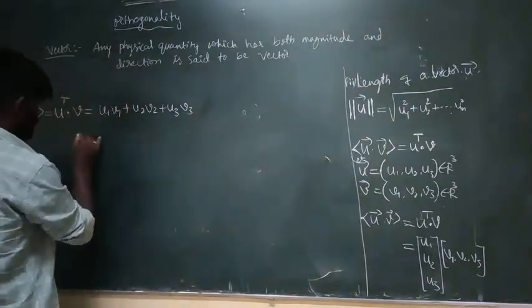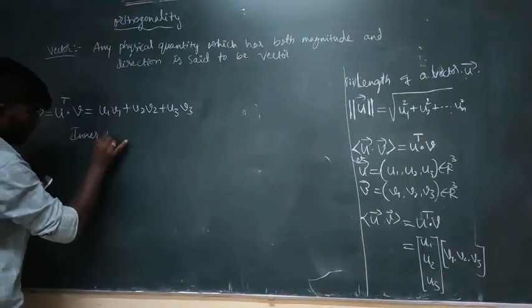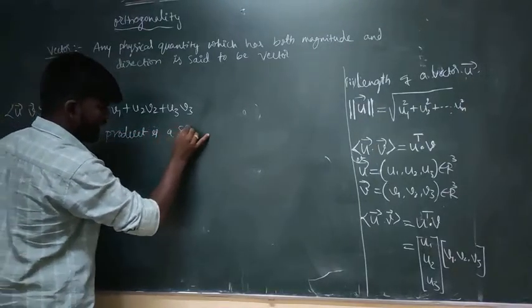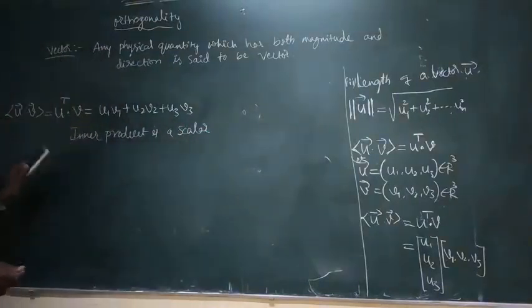Inner product is a scalar quantity, which has only magnitude, not direction. Okay. So this is the inner product. The inner product is obtained by the sum of multiplication of corresponding elements of the two vectors. Okay, understood?